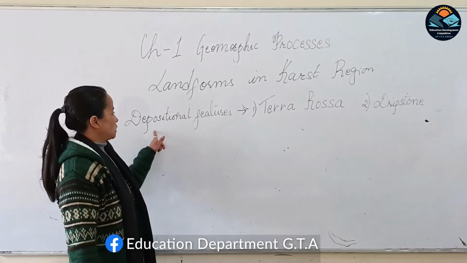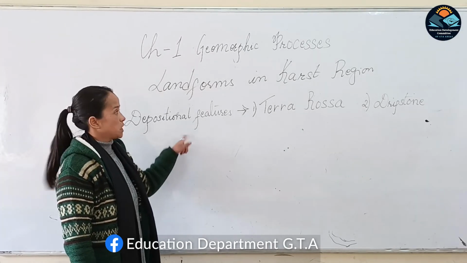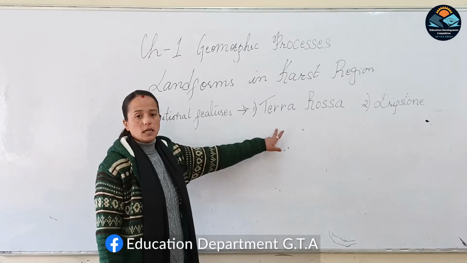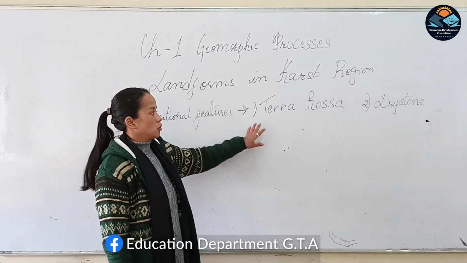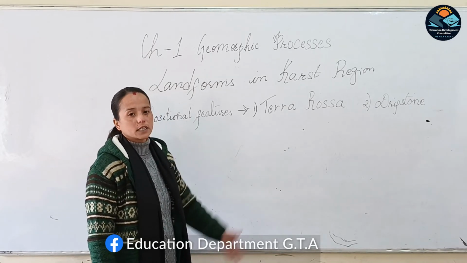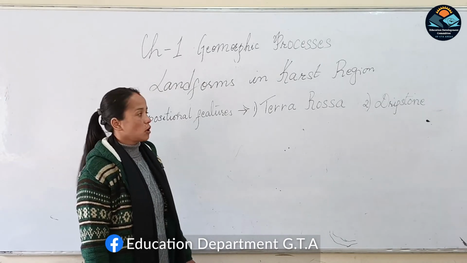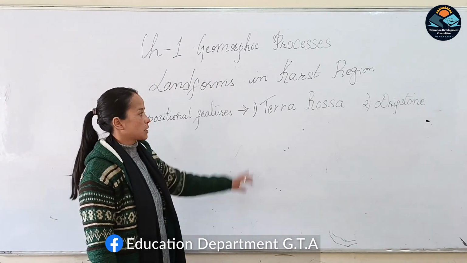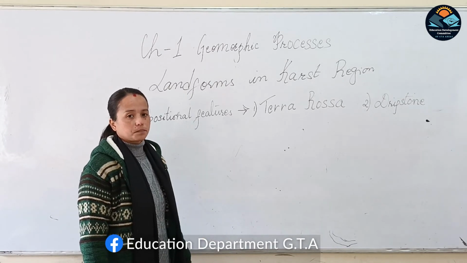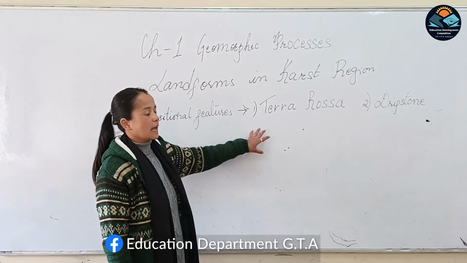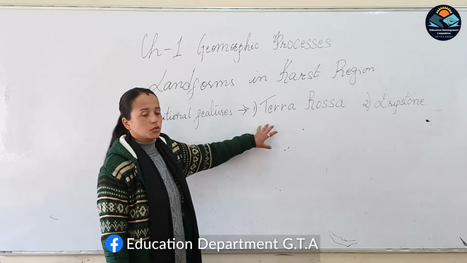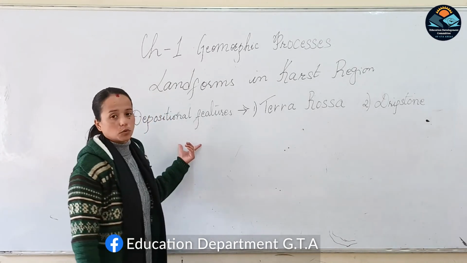Now we'll do the depositional features which are formed in the karst region or karst topography. The first one is terra rosa. Some things are not affected by the solvent action. They do not get dissolved by the solvent action of the rainwater, so they remain as a residue in the limestone region, and they are red in color because of the presence of iron oxide. That is known as terra rosa, which is a depositional feature.